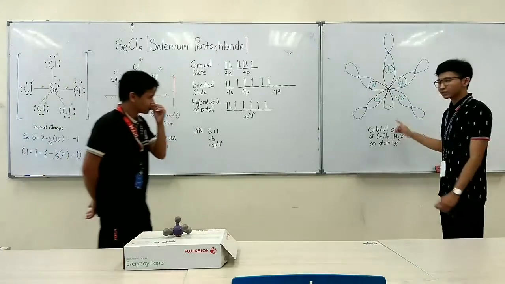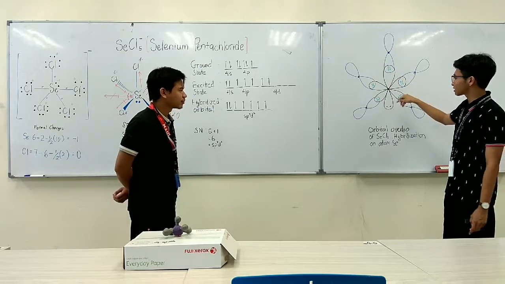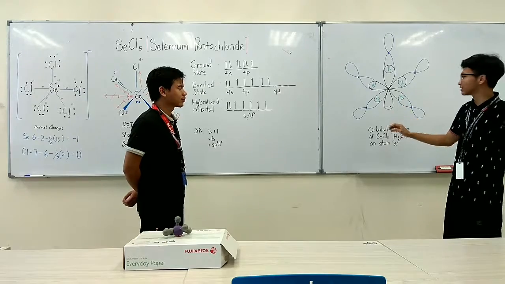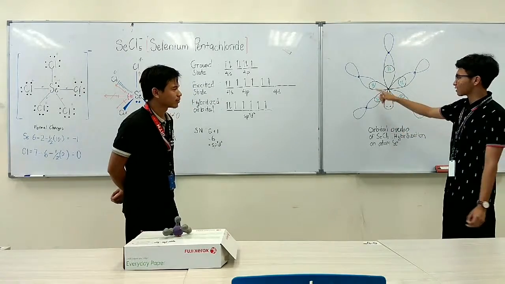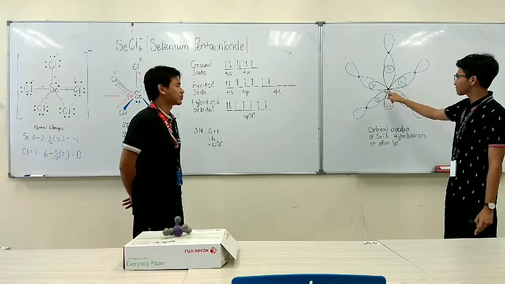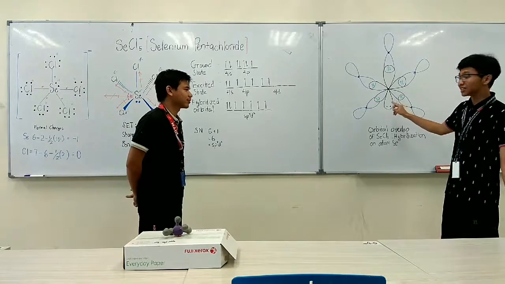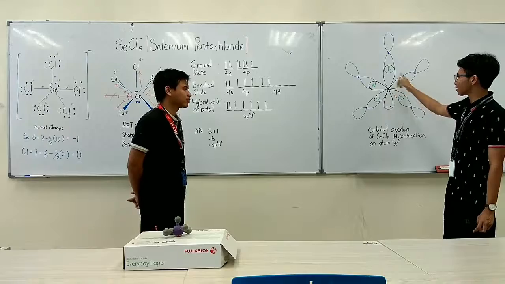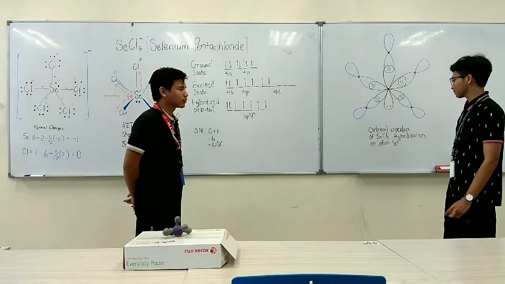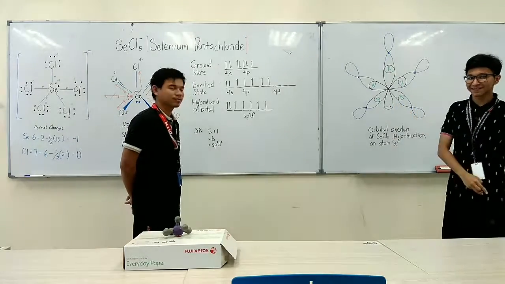And now we look at the orbital overlap of the compound. This black one here is the sp3d2 orbital diagram, while these blue ones are the 3p orbitals of chlorine. As we can see here, 5 singly occupied sp3d2 orbitals of Se overlap with 5 3p orbitals of Cl. And there is one lone pair here. Okay, that's all.